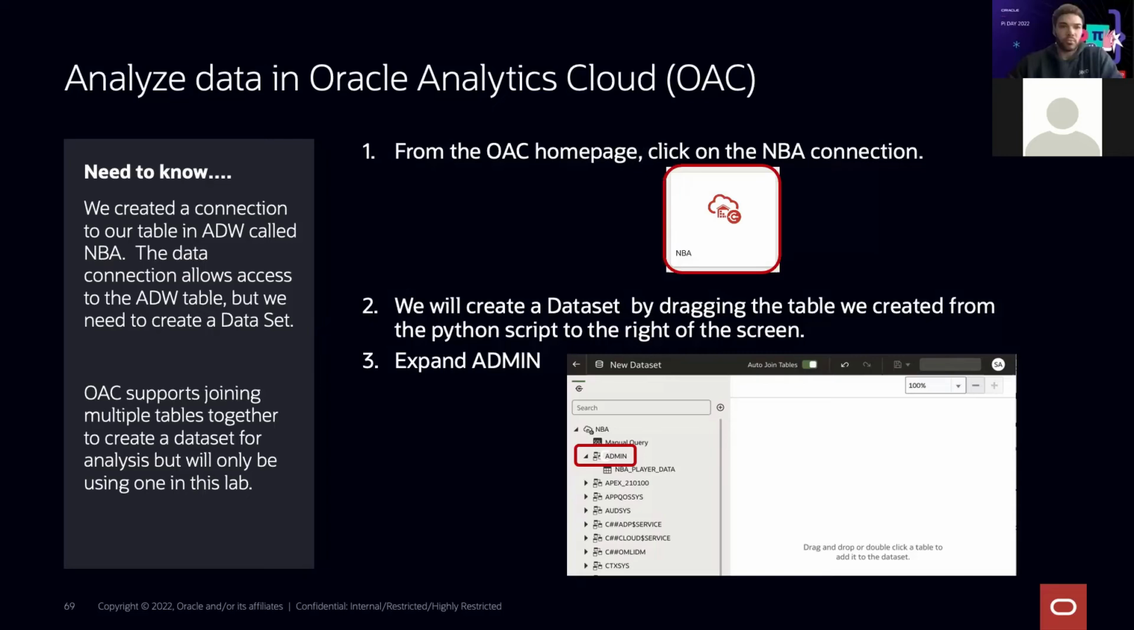If you do data blending in the visualization, it's on the fly, but just blends the data. So the data set here is going to allow us to create a model that we can have other users connect into, and we can add columns and calculations to it. And those can all be used over and over again by other users. So go ahead and expand admin, and you'll see the NBA player data field that was created by the Python script automatically. And all of the data from that data frame got moved into that table.